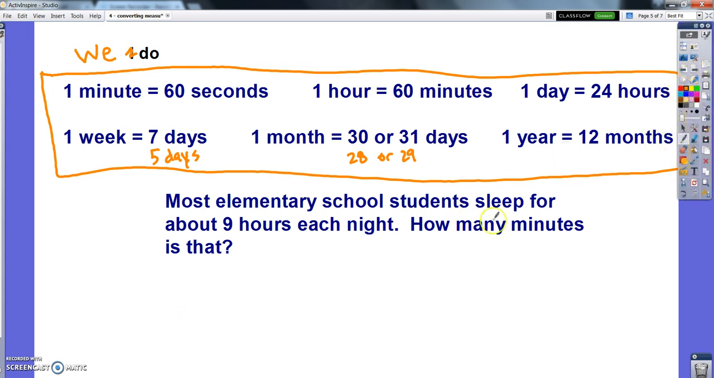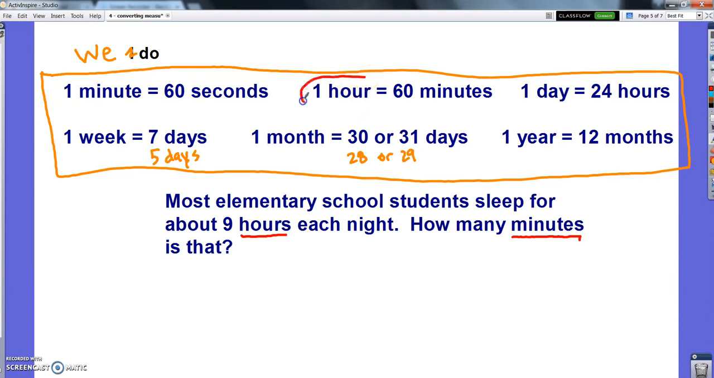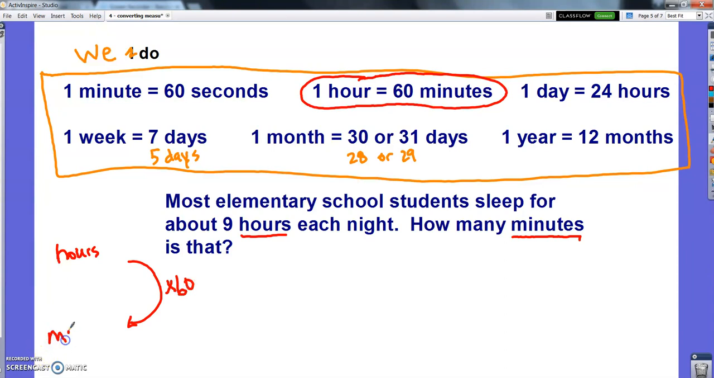And our first conversion, this will just be a 1-step conversion where we just have to make one move. It says most elementary school students sleep for about 9 hours each night. How many minutes is that? So I want to go from hours to minutes. And I have a conversion for hours to minutes. So I know that 1 hour is 60 minutes. So hours times 60 is going to be minutes.